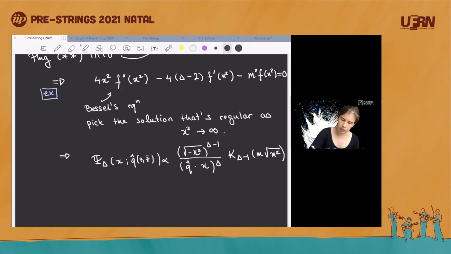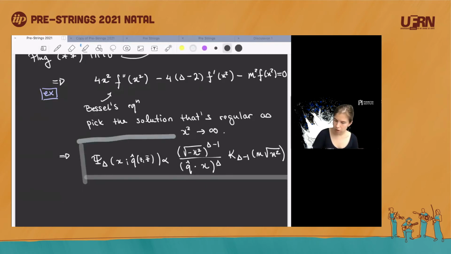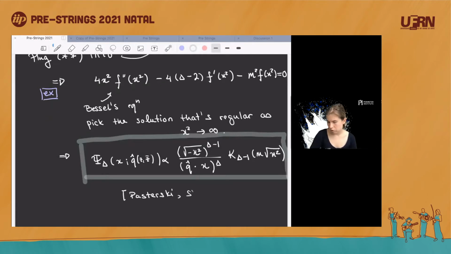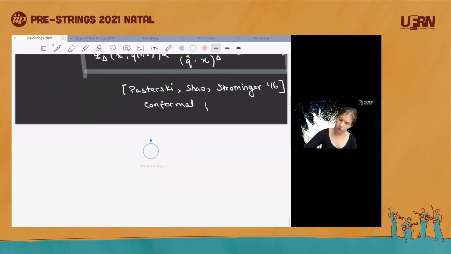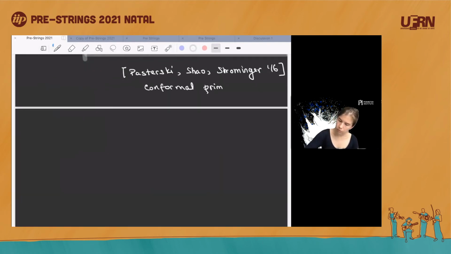Okay, so this is what was called by Pasterski, Shao, and Strominger, I think in 2016, a conformal primary wave function.